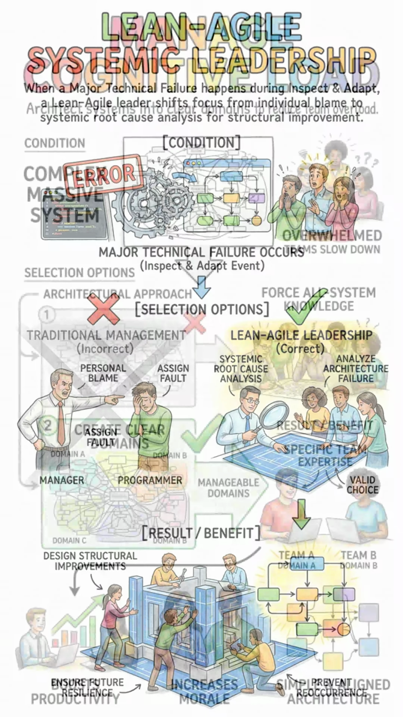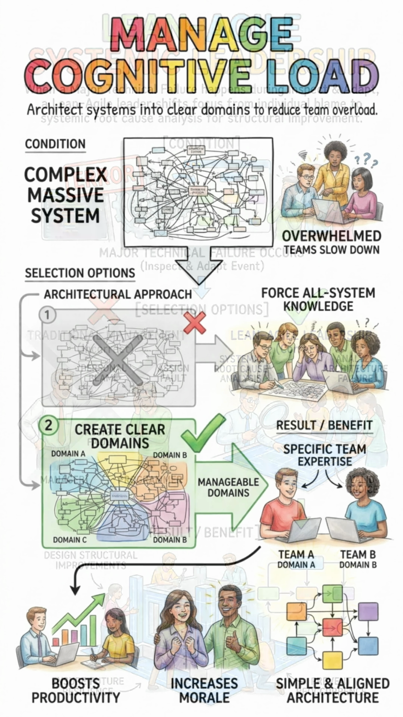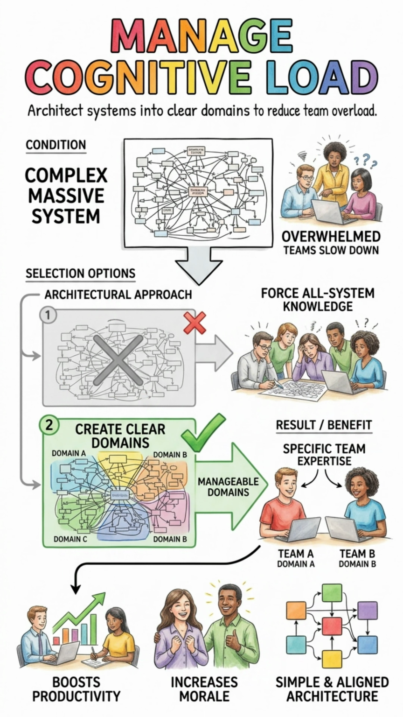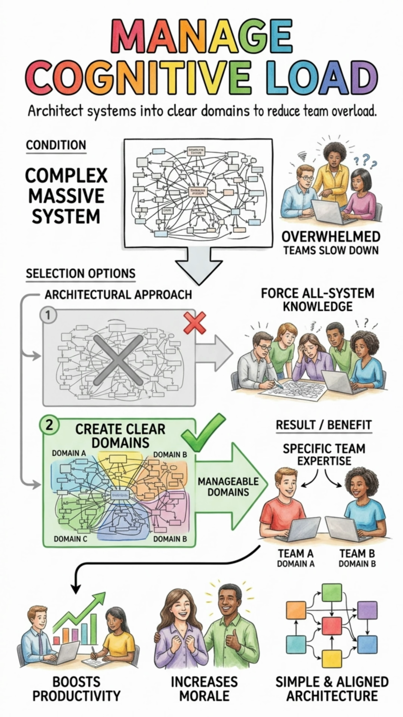Another important aspect of guiding transformation is helping the organization manage cognitive load. Modern software development is incredibly complex, and if you force every team to understand every single part of a massive system, they will become overwhelmed and slow down. You must architect the system into clear, manageable domains, allowing specific teams to become experts in their specific areas. Keeping the architecture simple and aligned with team capacity is a highly effective way to boost productivity and morale.